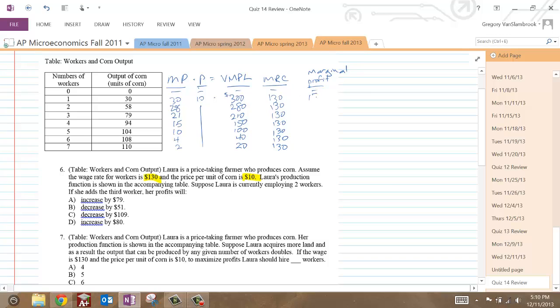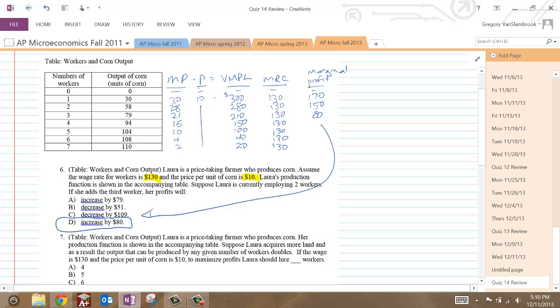So the first worker brings us a marginal profit of $170. The next worker, again, costs $130, brings revenue of $280. The difference is $150. Third worker costs $130, brings $210. So the difference is $80. And that gives us what we need for our problem, because we've said if we've added the 3rd worker, and that is one of our options, our profits will increase by $80. And that's our answer there.